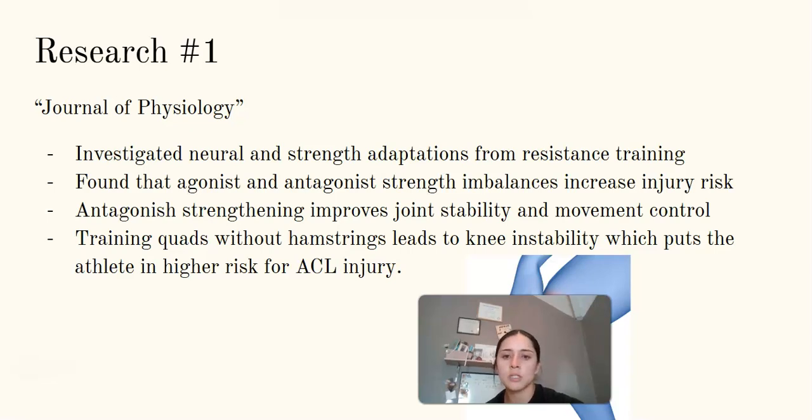In our first research article that we found, this journal studied how strength training changes muscle architecture and neural activation. The researchers found improvements in agonist activation and overall muscle strength. They also observed that imbalances between agonist and antagonist can increase injury. This research reinforces why training both prime movers and opposing muscle groups is essential for joint stability.